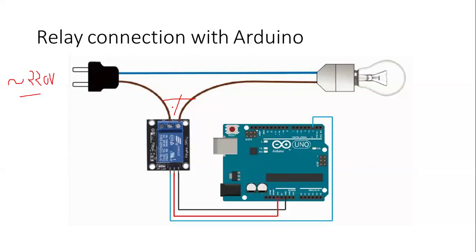Okay. Now what we are going to do over here, we are going to make the circuit on Tinkercad, and we are going to check how the relay is working. Let's see how the relay is working over there. Now we can go to Tinkercad and check how the relay circuit is working.